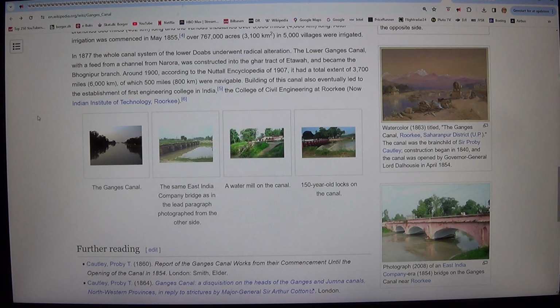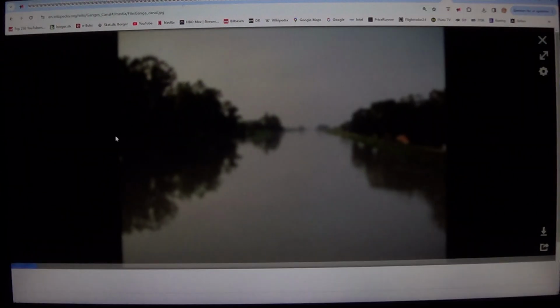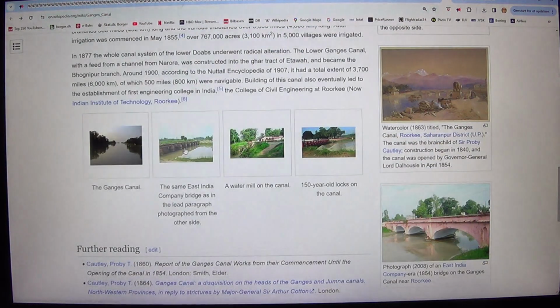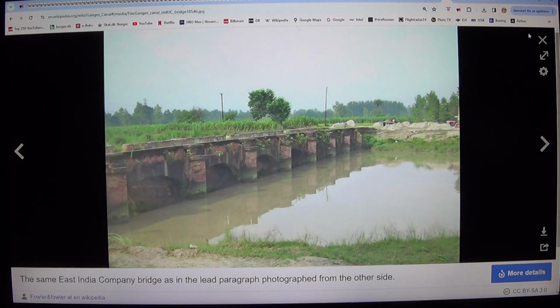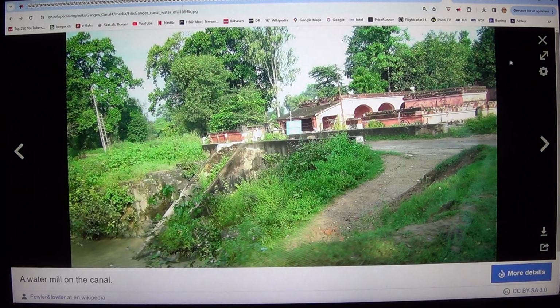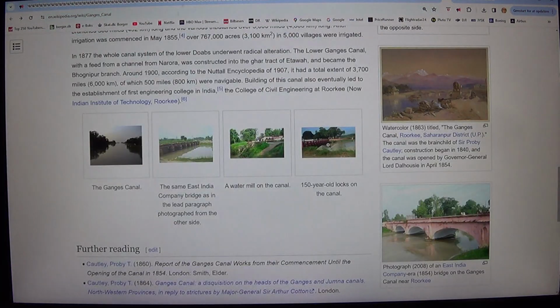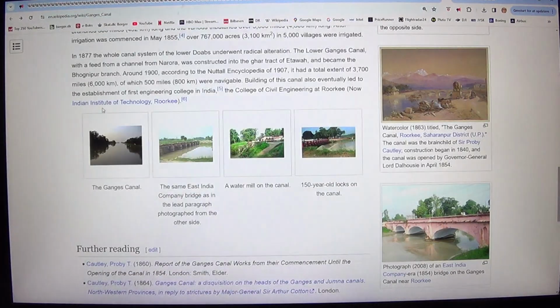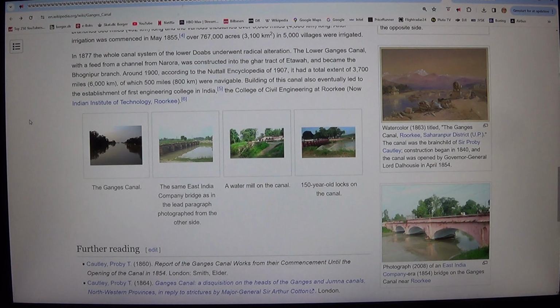Around 1900, according to the Nuttall Encyclopedia of 1907, it had a total extent of 3,700 miles, 6,000 kilometers, of which 500 miles, 800 kilometers, were navigable. Building of this canal also eventually led to the establishment of the first engineering college in India, the College of Civil Engineering at Roorkee, now Indian Institute of Technology, Roorkee.